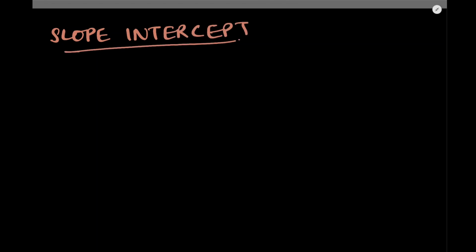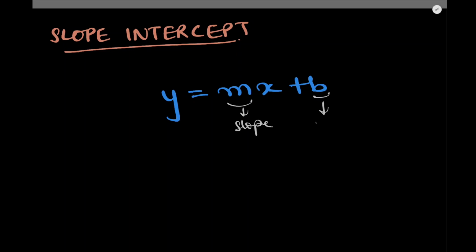Types of equations. The first one is slope-intercept. In a slope-intercept form, the equation is y is equal to mx plus b, and the name itself is very informative because m, as we know, is the slope and b is the y-intercept, the point at which the line cuts the y-axis.